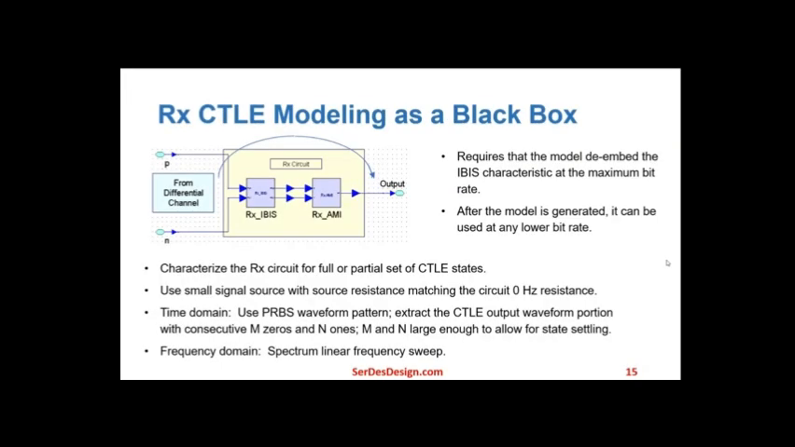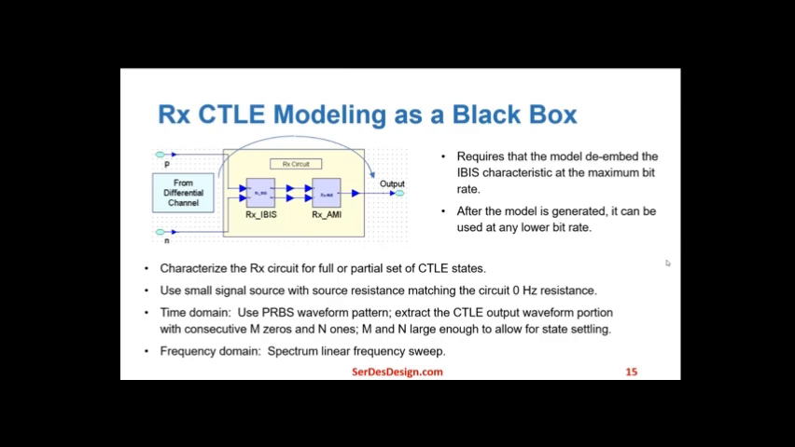The CTLE can also be modeled as a black box. For this modeling approach, the Rx circuit is characterized over a full or partial set of CTLE states. The Rx circuit characterization processes from the differential input to the CTLE output. It uses a PRBS waveform pattern that has a portion of the pattern with a consecutive set of M 0s and N 1s such that M and N are large enough to allow for state settling.